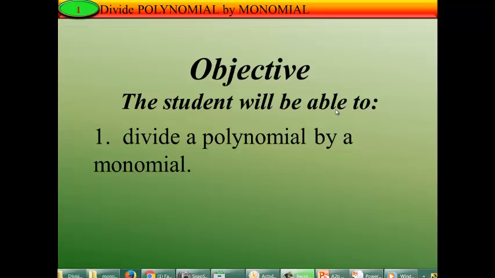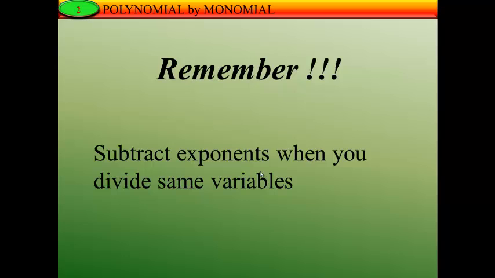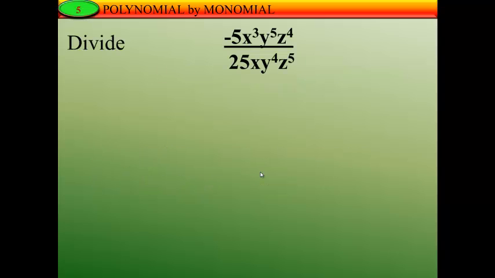Our next lesson is how to divide a polynomial by a monomial. We have to remember that when you are dividing monomials, we have to subtract exponents. Try to recall how to divide a monomial by another monomial. So in this case, we are dividing negative 5x cubed y^5 z^4 by 25xy^4 z^5.